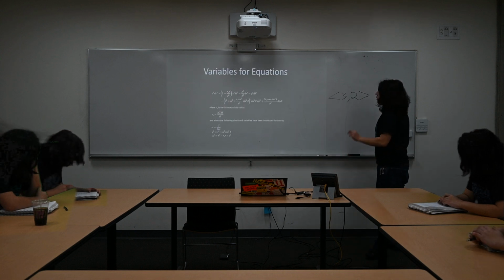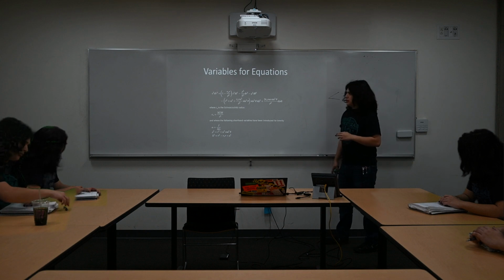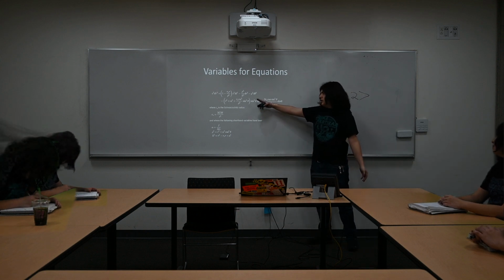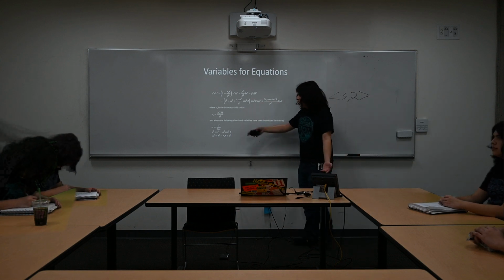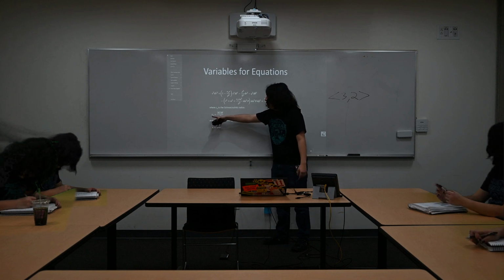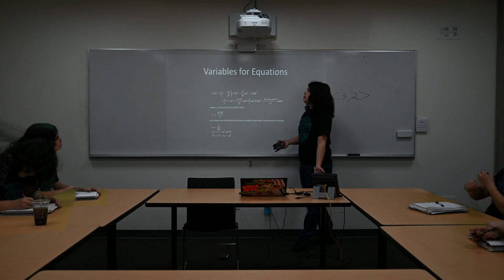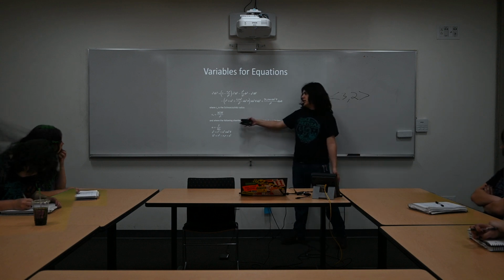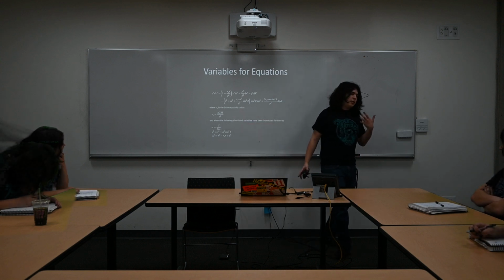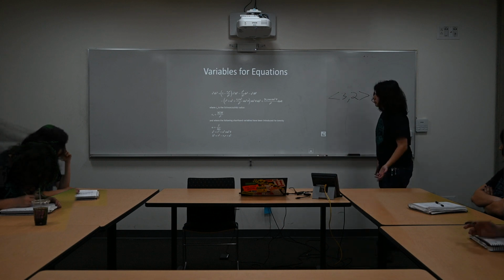Now we can go on to variables for equations. Say we have this equation here, and in this equation, it includes this variable r. r is equal to this, right? And what that means is that variable r is equal to this equation. Now you might be thinking, oh, that's really cool. And it is really cool, honestly.